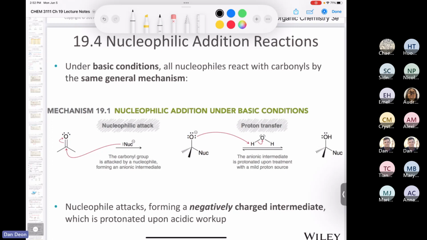Okay, and so you definitely need to know this mechanism here. We take a basic nucleophile, so something that's a good nucleophile and a strong base. We draw our nucleophilic attack, and then we do a proton transfer in the end to make an alcohol. Keep in mind that we have a negatively charged intermediate that we end up forming here, and that's why you have to treat it with an acid at the end, and it could be water, H2O, or it could be hydronium, one or the other.